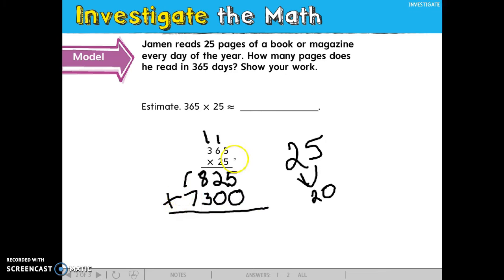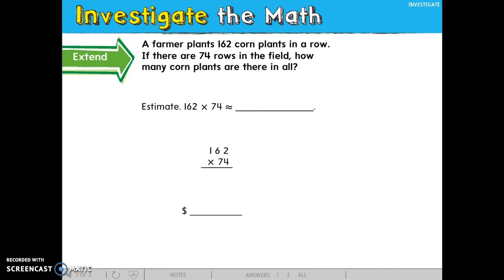So now that we've multiplied our ones place and our tens place, the last step is to add them all up. 5 plus 0 is 5, 2 plus 0 is 2, 8 plus 3 is 11, and 7 plus 1 plus 1 is 9. So our answer is 9,125.